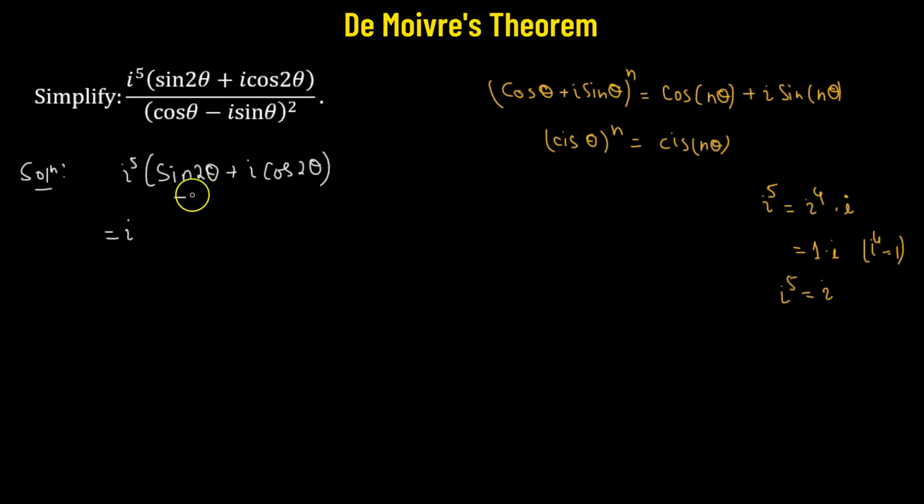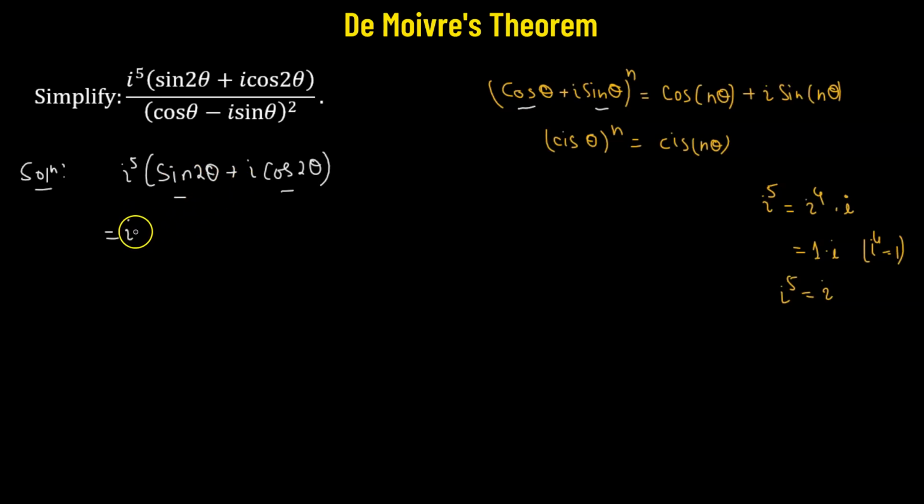Now, within the parentheses, the real part is given by the sine function and the imaginary part is the cosine function. Whereas if we are to apply De Moivre's theorem, the real part should be cosine and the imaginary part should be the sine function. So that means we will need to simplify this.